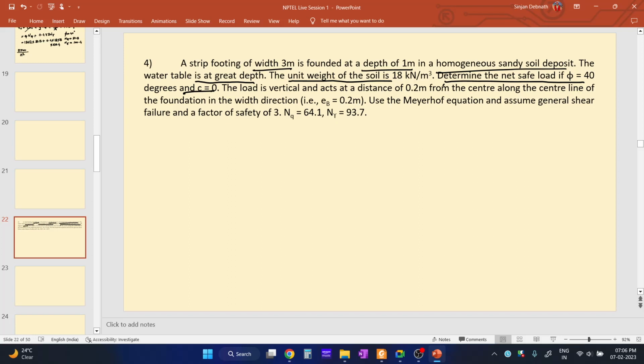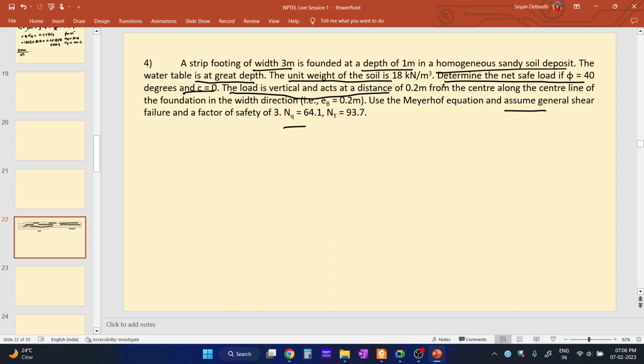This is a complete cohesionless soil. The load is vertical and acts at a distance of 0.2 meter from the center along the center line of the foundation in width direction. That is, in this case, the foundation has an eccentricity. That means the load is not acting at the center of the foundation. Use Meyerhof equation and assume general shear failure and factor of safety of 3.